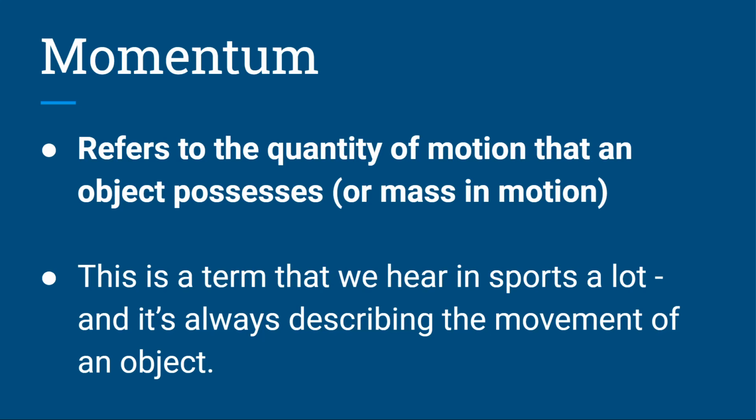of its motion. It's a term that you'll hear a lot in sports, and it's always describing the movement of an object. You'll hear it a lot, like, the team has all the momentum because they just had an interception, and you're talking about football, or a home run if you're talking about baseball, but they'll talk about teams having momentum. And it usually has to do with motion, moving forward. And so again, the definition: quantity of motion that an object possesses, or mass in motion.